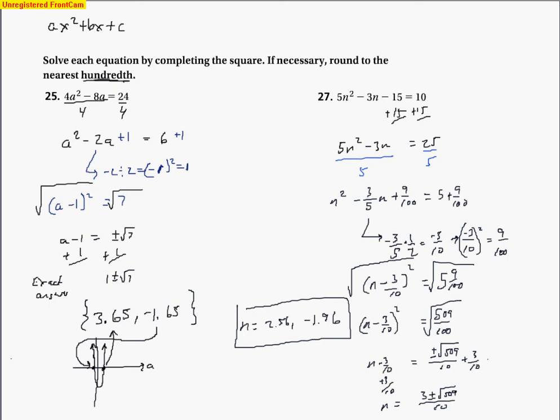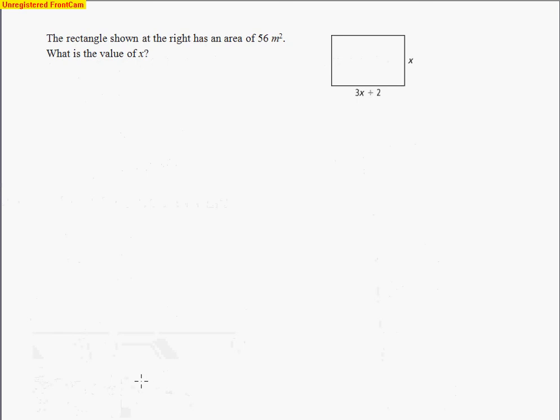Let's take a look at the last problem that we'll end up seeing here. And it is a problem in which we have to solve for the value of x. And so it's a rectangle here. The rectangle shown at right has an area of 56. So this is 56 meters squared. So what that means is, maybe one side was 7, one side's 8. 8 times 7 makes 56.